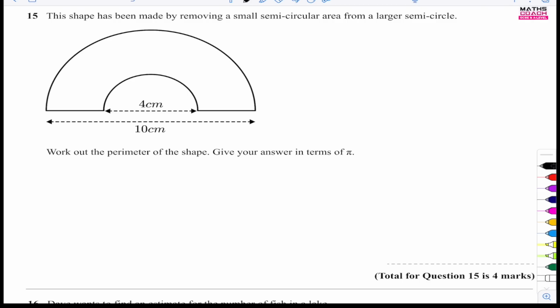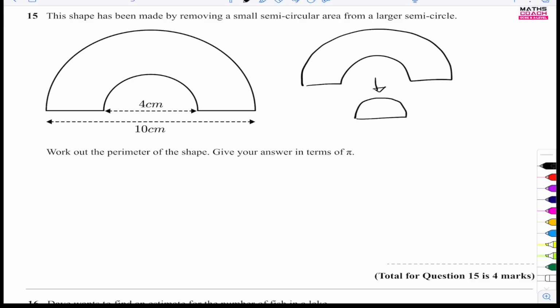All right, question number 15. This shape has been made by removing a small semicircular area from a larger semicircle. So let me show you what's going on here. Let me just draw this. All right, you've got this, and you've had this removed like that.